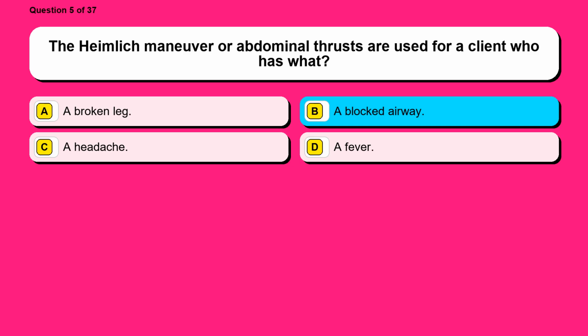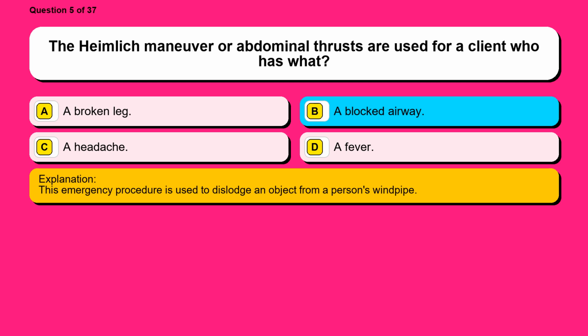The correct answer is option B. A blocked airway. This emergency procedure is used to dislodge an object from a person's windpipe.